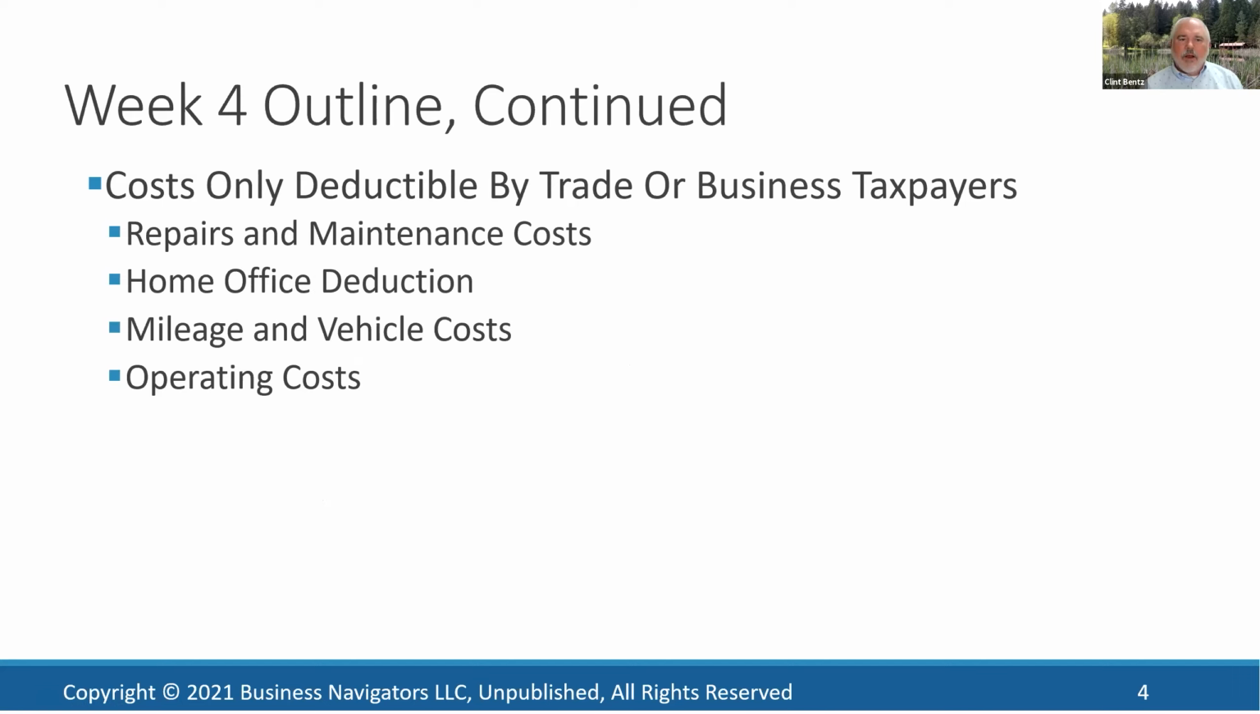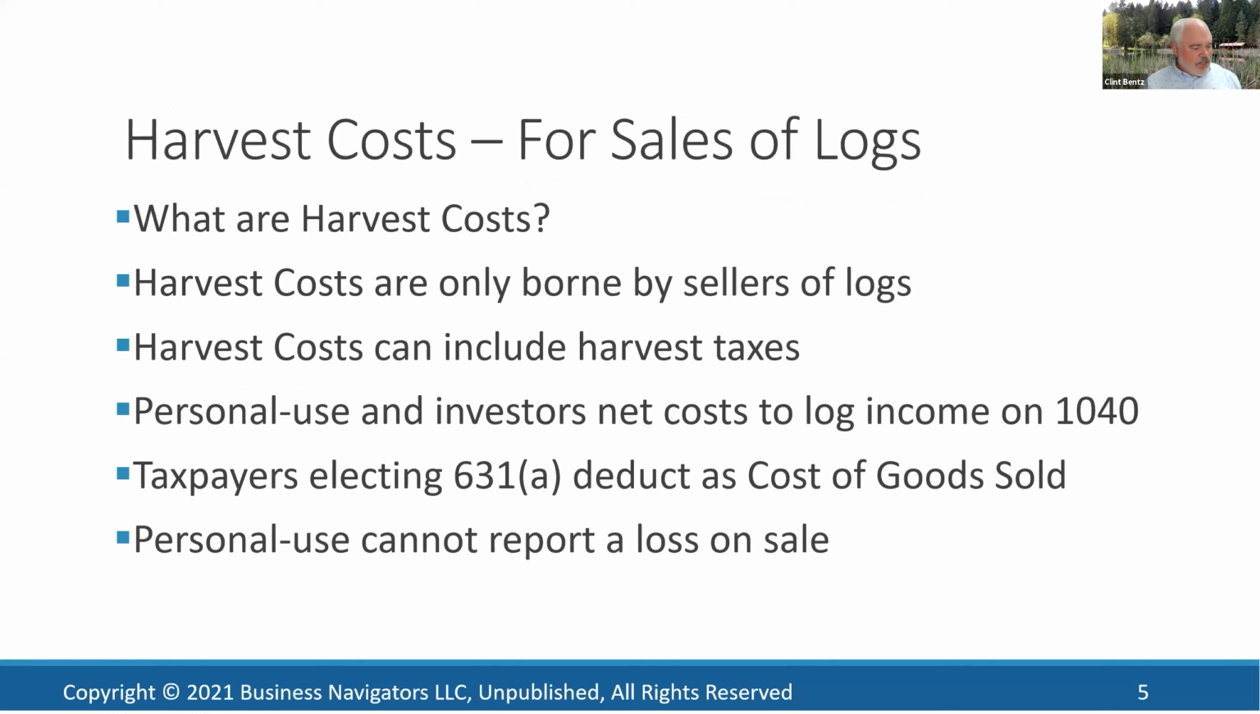I find the repair and maintenance issue is one that the IRS issued 300 pages of regulations on back in 2014. This is an issue where a lot of people are having challenges getting through it, so we'll do a really high level look at that. Home office deduction is important for many of us. We'll talk about mileage and vehicle costs. That's also something that's confusing for a lot of people. And then our various operating costs. So with that, let's go ahead and get into this.